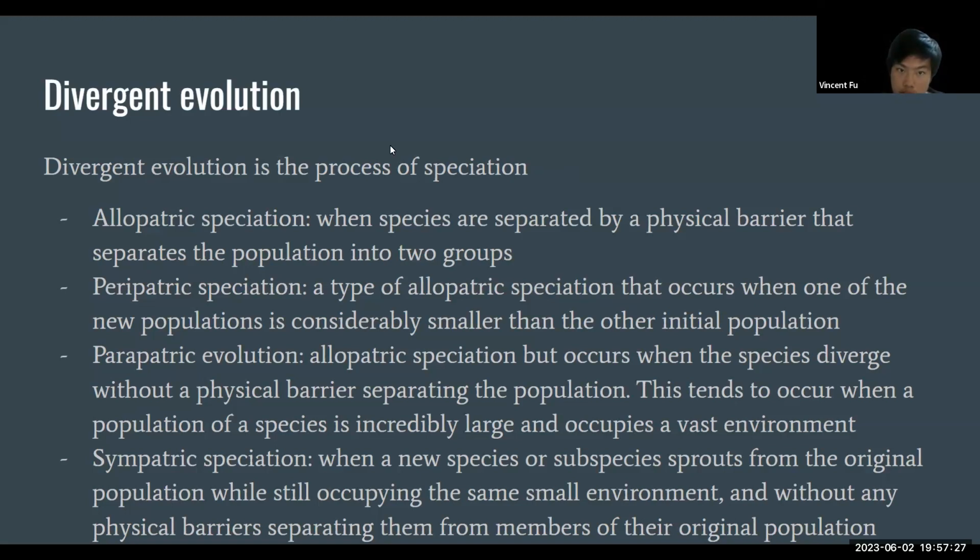Okay, we have two questions right now. Who gave the basic concept of evolution? That's Charles Darwin, I believe. He basically popularized the concept of evolution. And what is the most common cause of divergent evolution? Gracia, can you answer that?